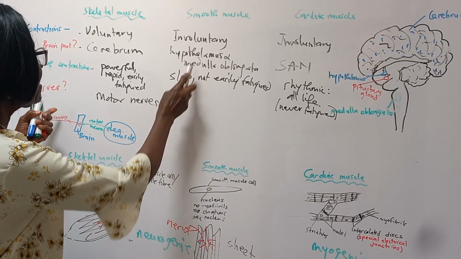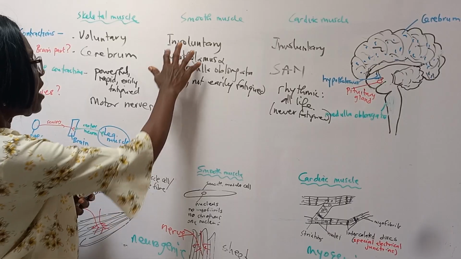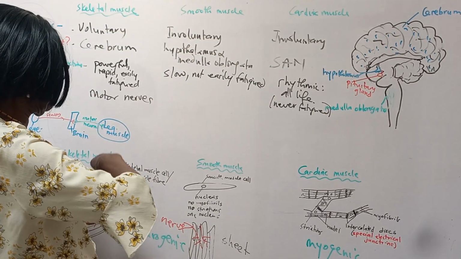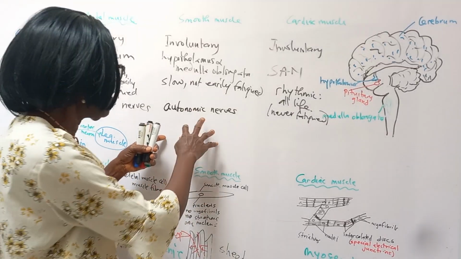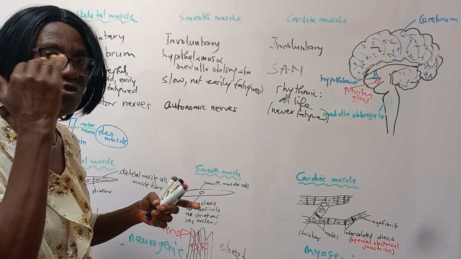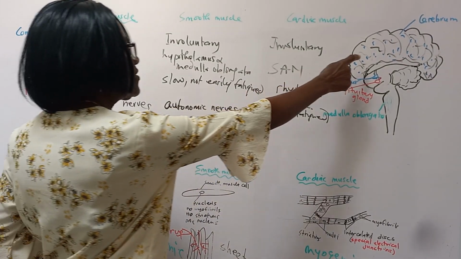Now, what about the nerves that control smooth muscles? The nerves are involuntary, the autonomic nervous system. Autonomic because you can't control it. We will talk about these nerves later. It's not under the control of the will, whereas for skeletal muscle it is under the control of the will, the cerebrum.